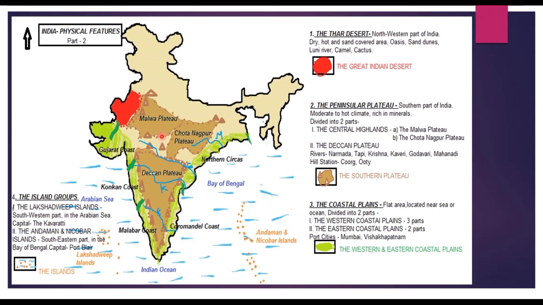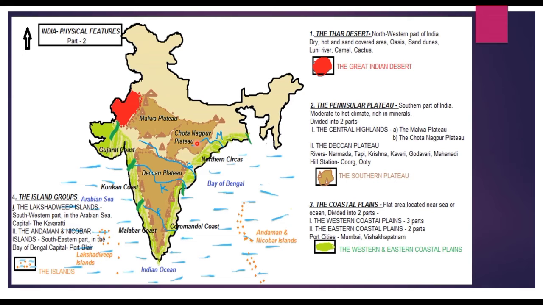The Central Highlands are bordered by the Aravalli ranges in the northwest and the Vindhya range in the south. The Central Highlands include the Malwa Plateau and the Chota Nagpur Plateau. The Malwa Plateau forms the western part of the Central Highlands. Narmada and Tapi rivers flow through this plateau and drain into the Arabian Sea.